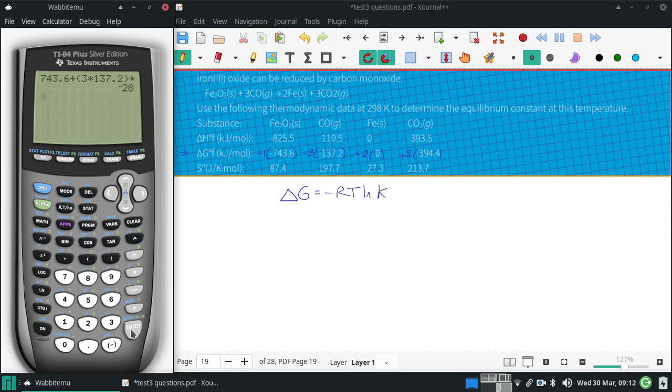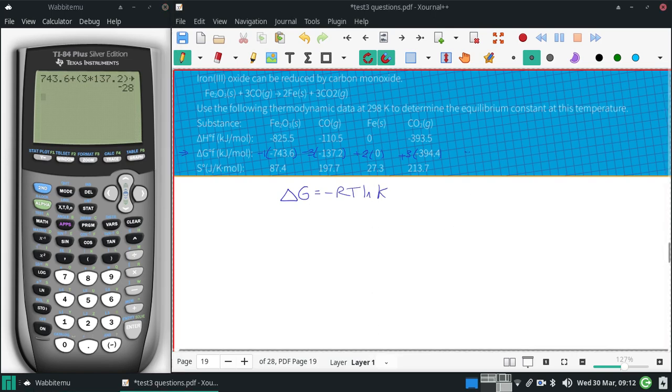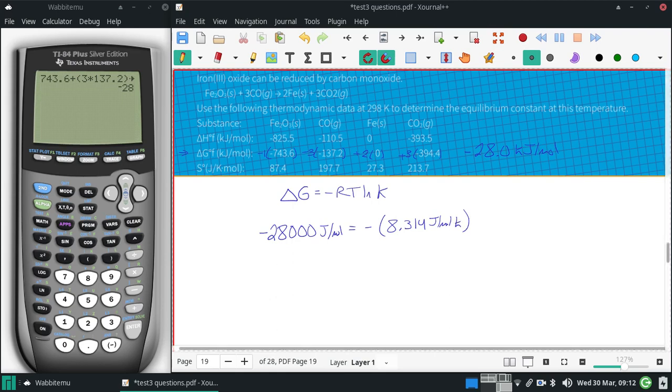And I get a ΔG of negative 28, and I can add a decimal back to it, kilojoules per mole. All right, now when I plug it into this equation, I need that in joules, and that's because the R is in joules. Temperature is that 298 still. And we are going to solve for K.